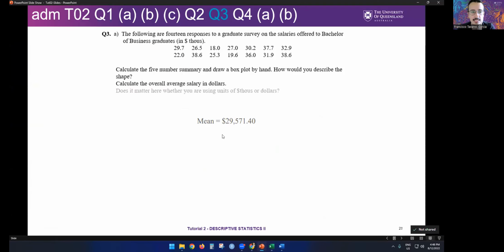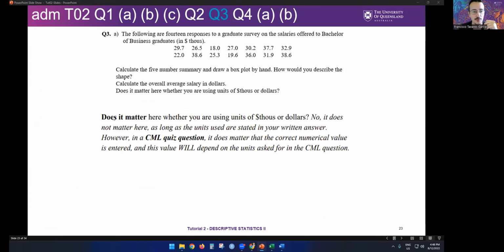And the next question is what I just started discussing. It doesn't matter here whether you are using units in thousands of dollars or just dollars. And the official answer is this one. It doesn't matter when you're calculating your box plot, no matter the units you're using, as long as everything is measured the same way. You don't need to convert to find what is bigger than the other one. But it's something to pay attention to on your quiz questions, because there might be some tricky questions that give you the data in one unit of measure and ask your answer in another one.